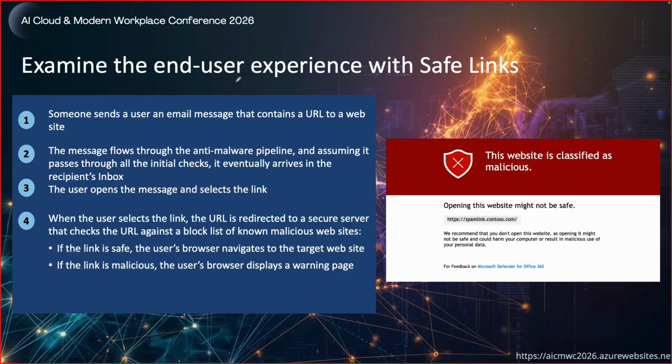Okay, this website is classified as malicious. An example of something that happens all the time is this one. Someone sends a user an email message that contains a URL to a website. This message flows through the anti-malware pipeline, and assuming that it passes all the initial checks, it eventually arrives in the recipient's inbox, and the user clicks on that specific link. And this is what the user will get. If the link is safe, it will open in the browser. If the link is malicious, it will get that warning page. Okay, as simple as that.